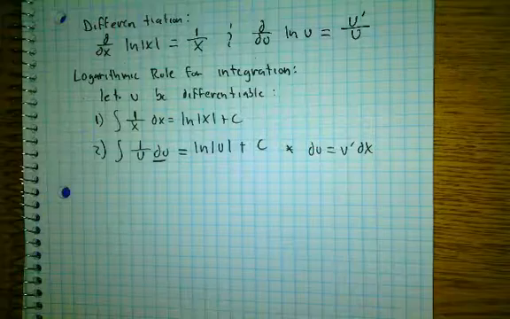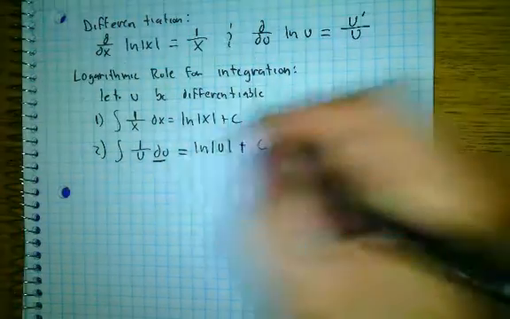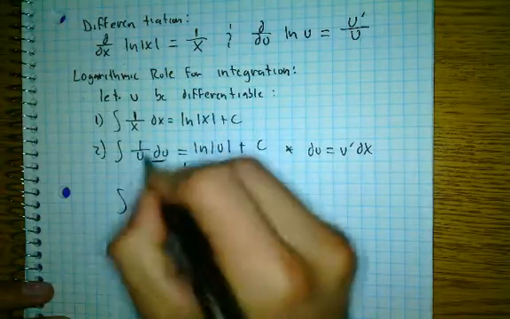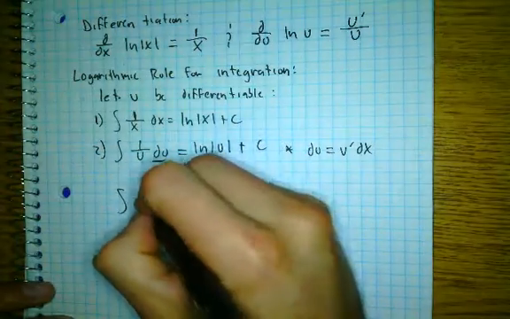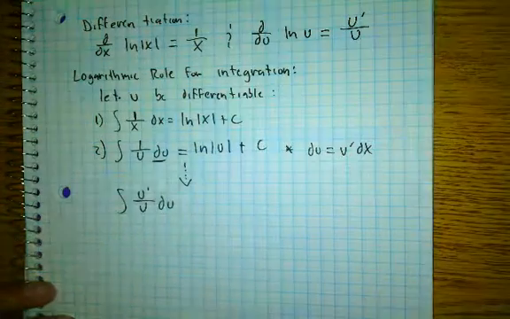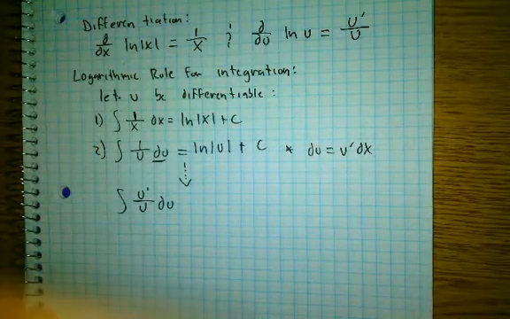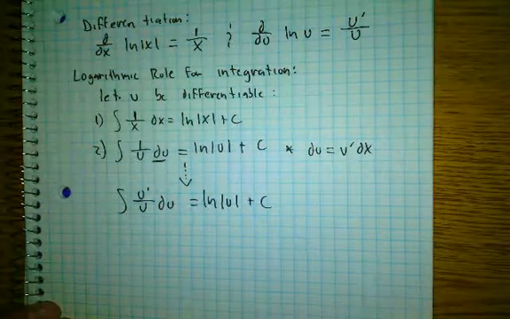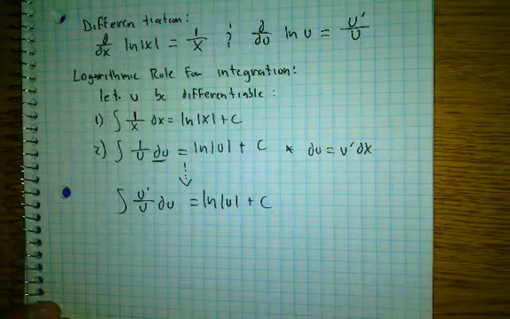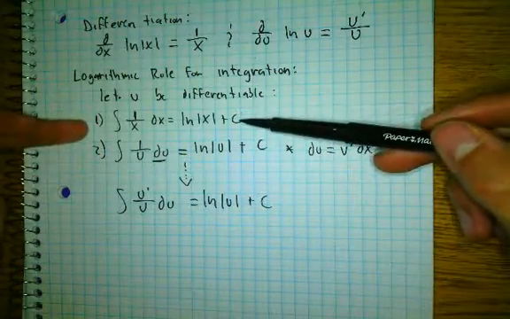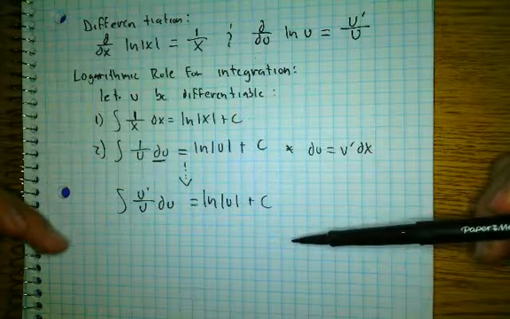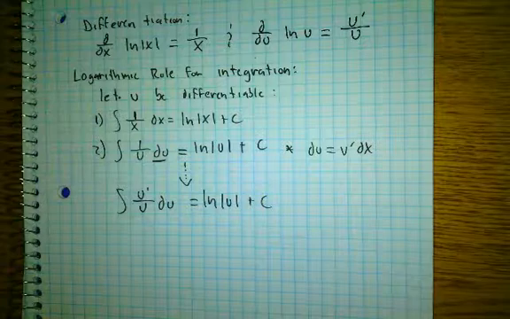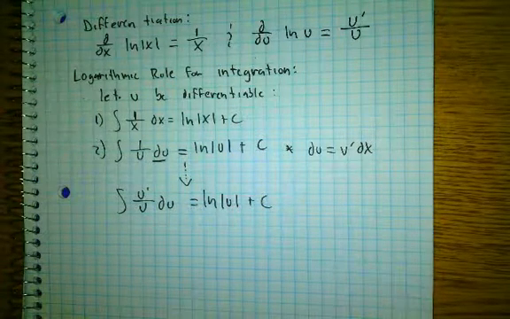So I can further say that I can rewrite this instead of 1 over u. Maybe I can say u prime over u du, right? That'll be the same thing as what we get here, the natural log of the absolute value of u plus c. Okay? That's basically taking this rule number 1, the parent function, and applying it to a little bit more complicated natural log. Okay? And that's it. That's the notes.